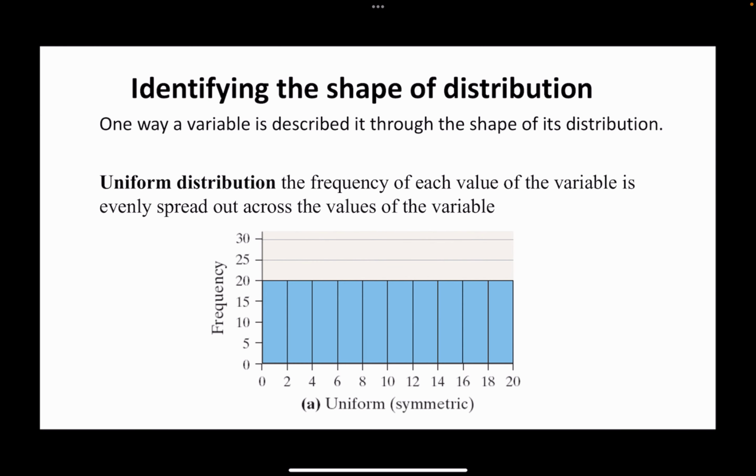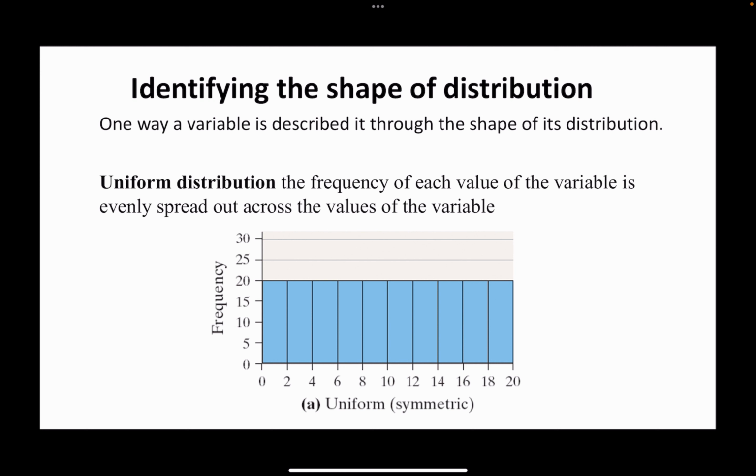So first, this right here is called a uniform distribution. So it is symmetric, which means that if I folded it in half right at the middle, it's going to land right on top of it. It's going to look the same on both sides of that half. But it is evenly spread across. It's a nice pretty rectangle.